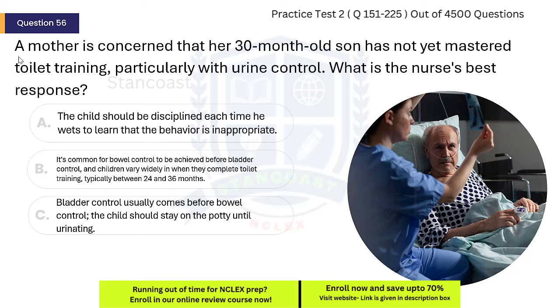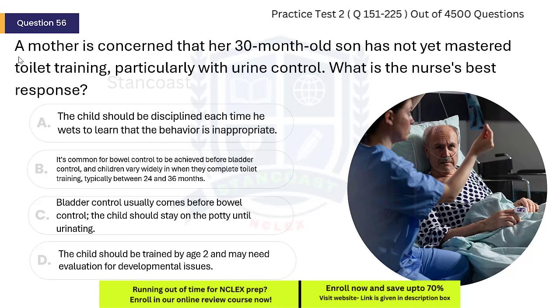C. Bladder control usually comes before bowel control. The child should stay on the potty until urinating. D. The child should be trained by age 2 and may need evaluation for developmental issues. Think about the normal timeline for toilet training. The correct answer is B.